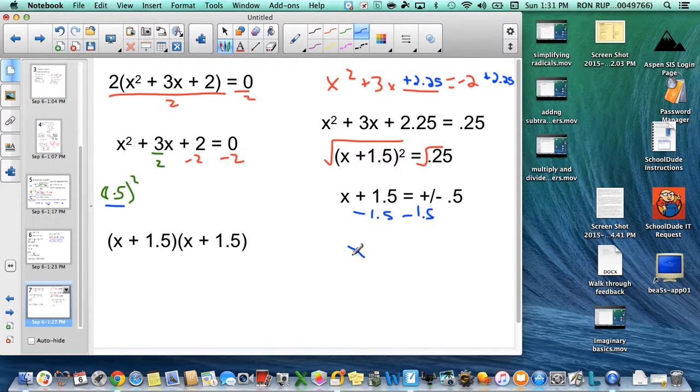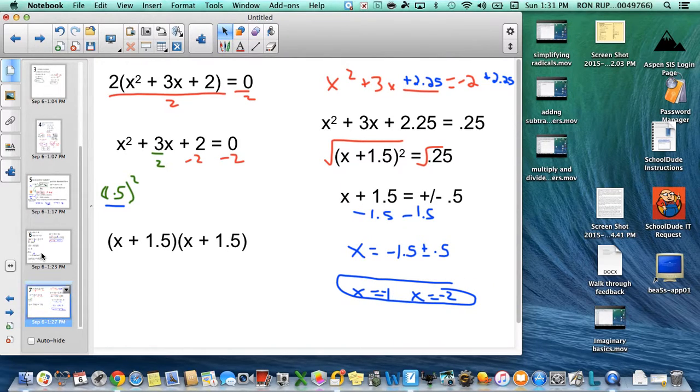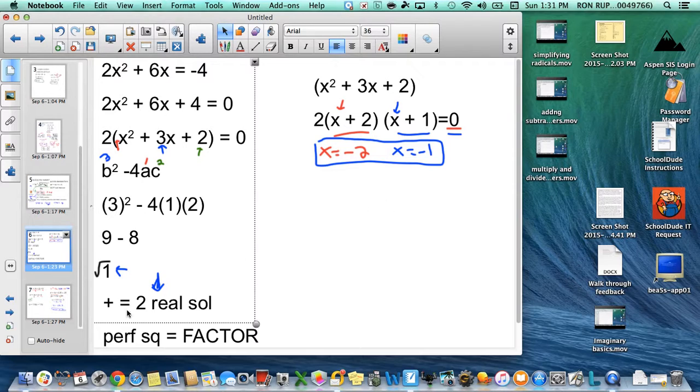And so now, to solve for x, which is our overall goal, I subtract 1.5 from each side. And so x is going to equal negative 1.5 plus or minus 0.5. And if we check this out, negative 1.5 plus 0.5 is negative 1, and negative 1.5 minus 0.5 is negative 2. So x equals negative 1, and x equals negative 2. Oh, man, was that not the same answer we got here?